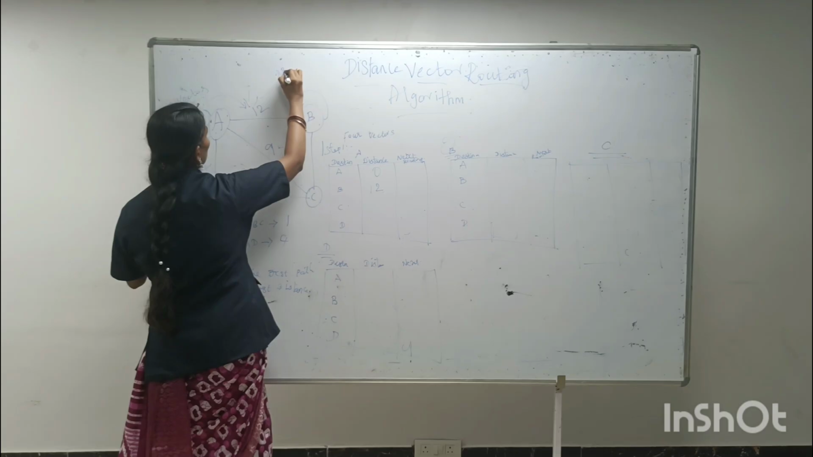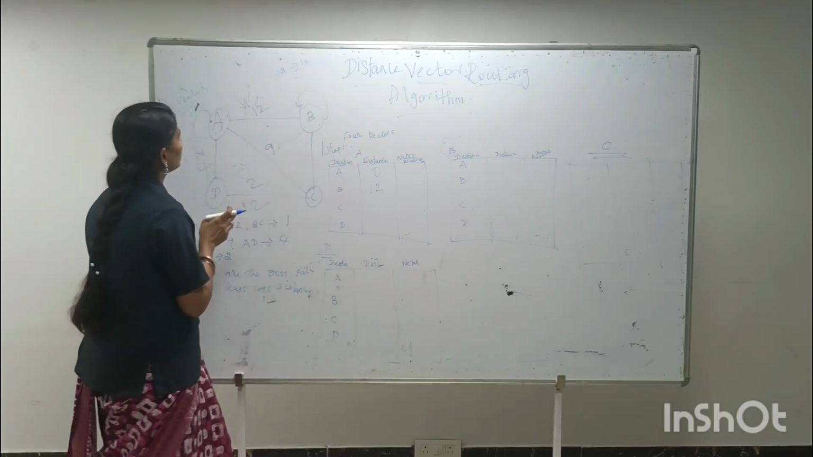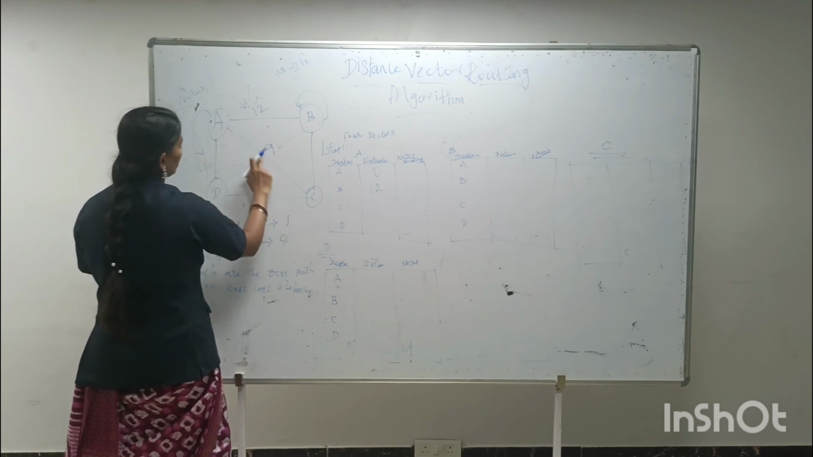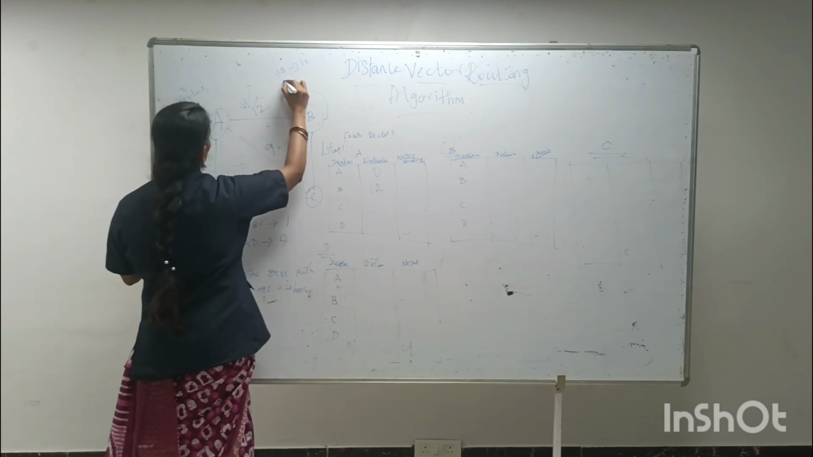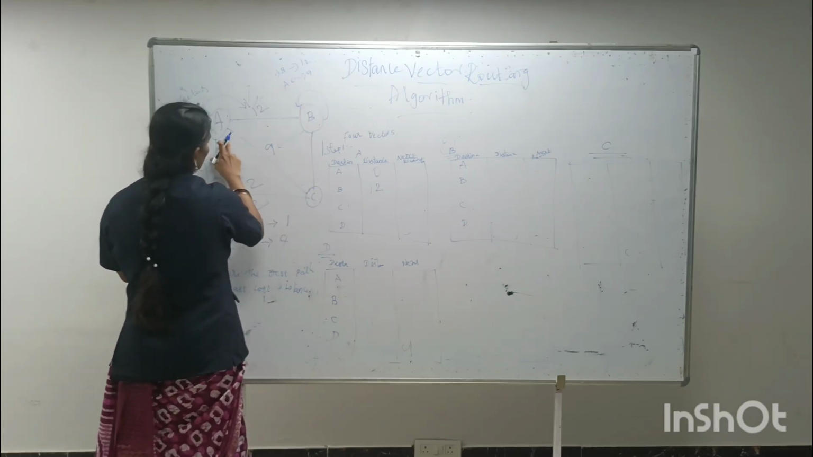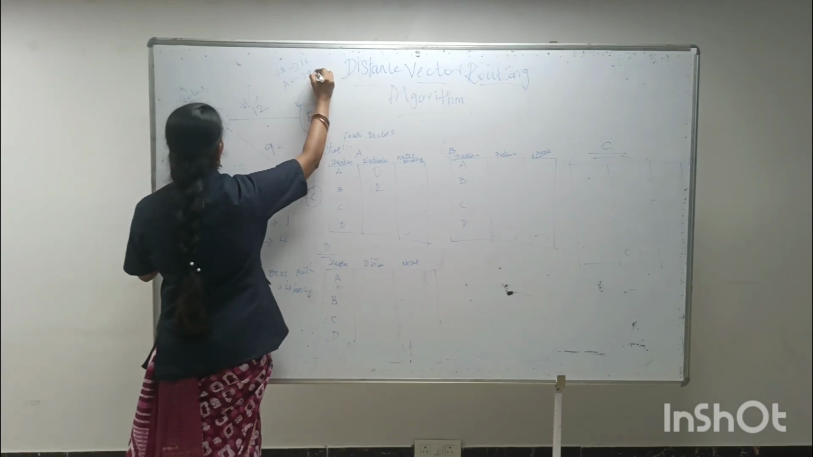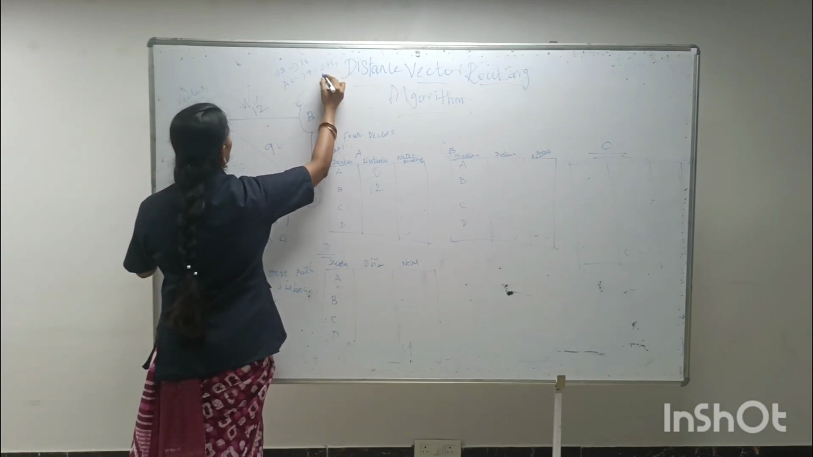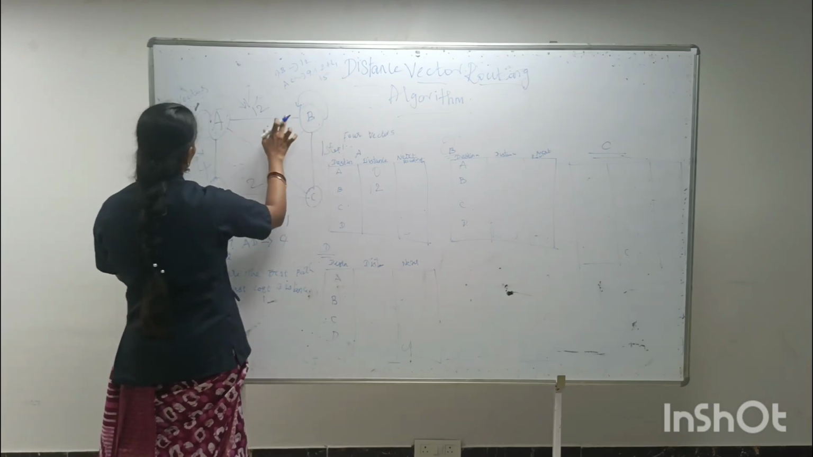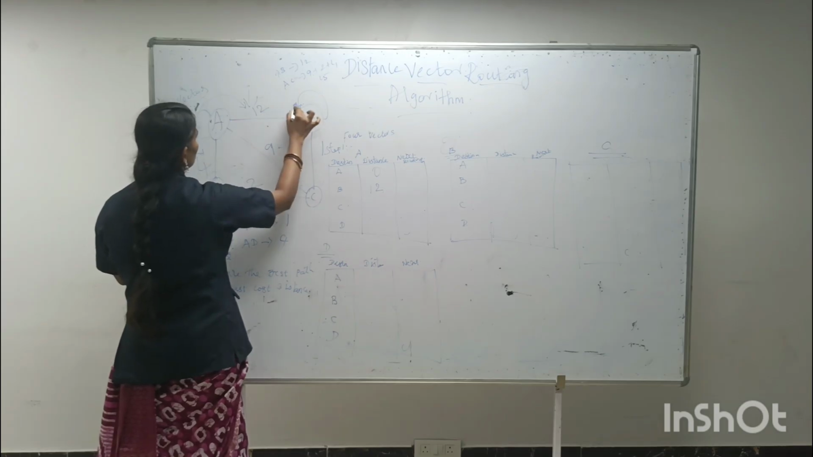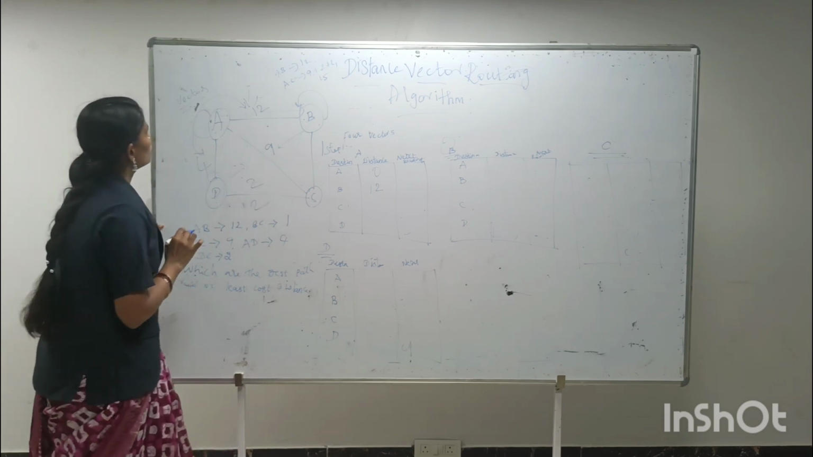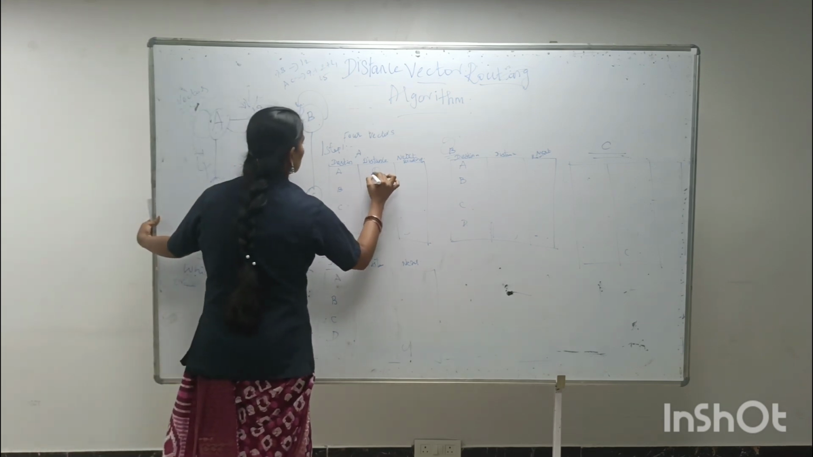B, A to B is equal to 12, and the other route to reach B from A is A to D, then D to C. A to C, the value will be 9, and A, D: 9 plus 2 plus 4, the value will be 15. And the next possible is A to B directly, next A, C, D. So for A, the value is 0.